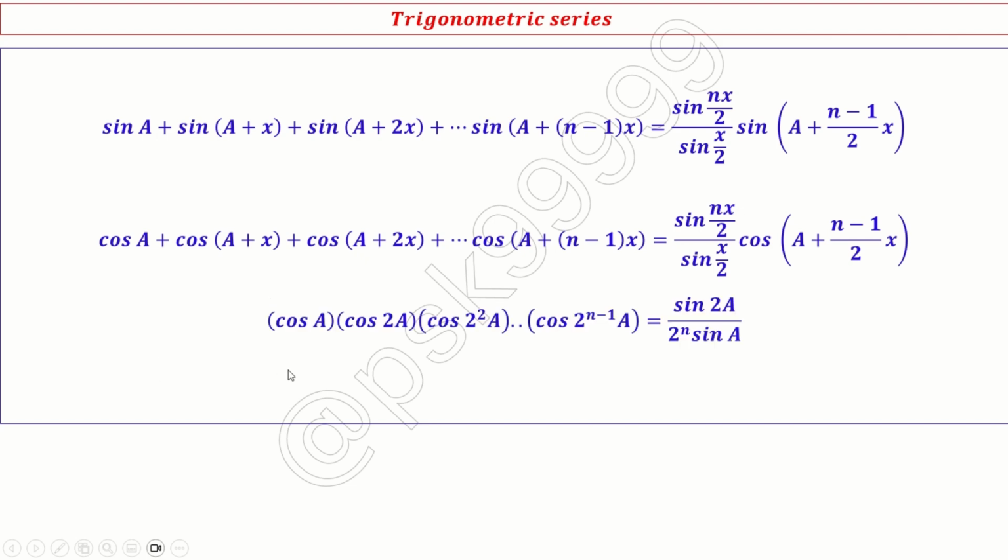Another one is here, only for cosine. The cosines are in a product and the angles in geometric progression: cos a, cos 2a, cos 2 square a, up to cos 2 to the power of (n minus 1) a. They are in the product, and the angle is in geometric progression. This is equal to sine(2 to the power n times a) divided by 2 to the power n sin a. I think it is very easy to remember. We will do at least one problem based on this, then you will understand how to apply it.